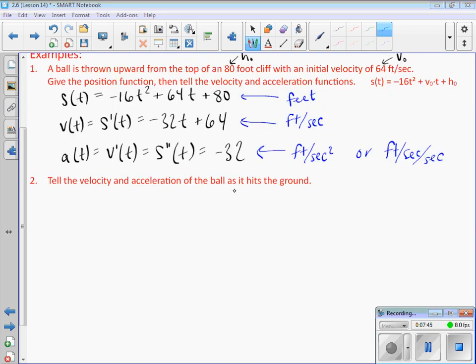Okay, when is the ball going to hit the ground? When what's 0? The height, right? When the feet is 0. So you set your position equal to 0. So let's start with that. So hits the ground, I'm just going to say S of t equals 0, and then I'm going to write my S of t out here.